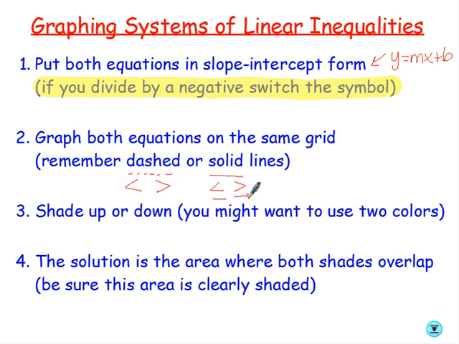We do need to remember some rules, though. We shade up when we are greater than or greater than or equal to. We shade down below the line when we are less than or less than or equal to. And then finally, your actual solution is the area where both shadings overlap, which is why I suggest 2 different colors. You need to make sure that I can clearly see this area.